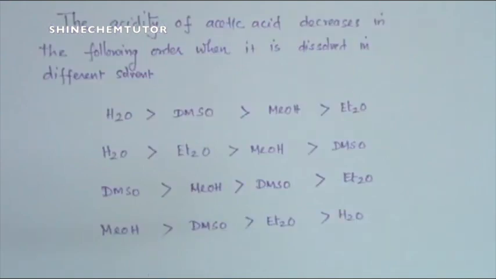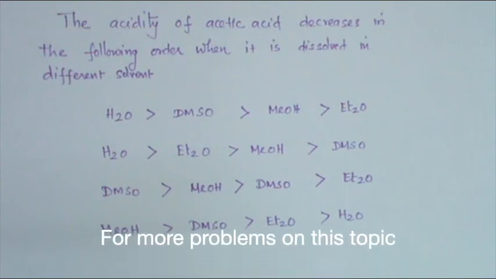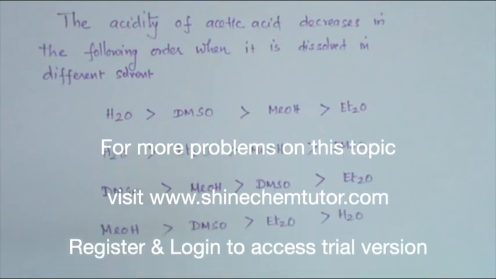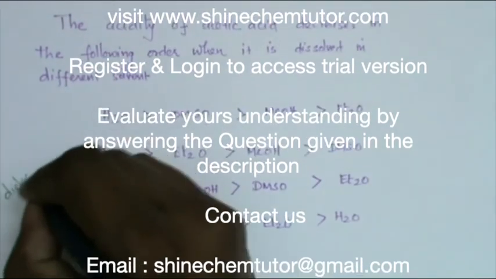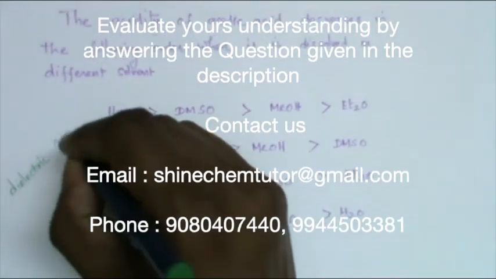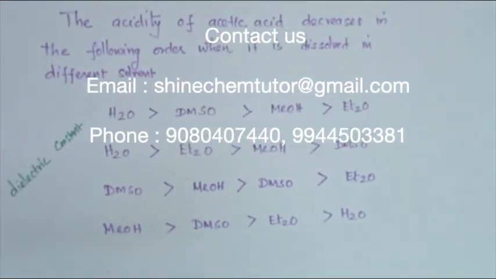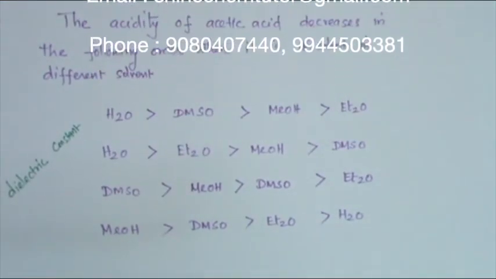The last problem is based on the acidity of an acid in different solvents. When you dissolve acetic acid in different solvents, what will be the acidity? I have taken 4 different solvents: water, DMSO, methanol and diethyl ether. In which the acidity will be the highest and in which solvent the acidity will be the least? You have to find that out. This problem is based on the dielectric constant of the solvent. If you know the dielectric constant, you can solve this problem very easily.